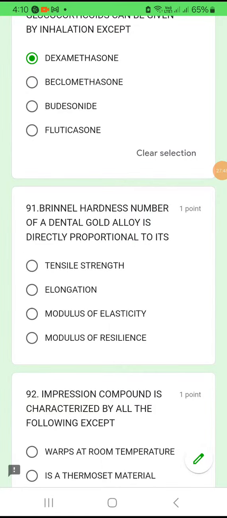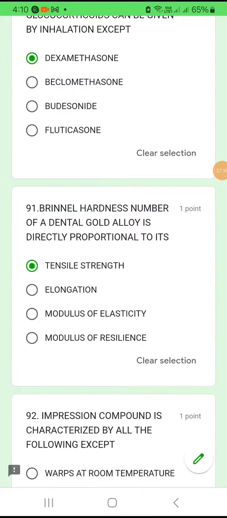91. Brinell hardness number of a dental gold alloy is directly proportional to its tensile strength, elongation, modulus of elasticity, or modulus of resilience. To its tensile strength. Brinell hardness number of a dental alloy is directly proportional to its tensile strength.